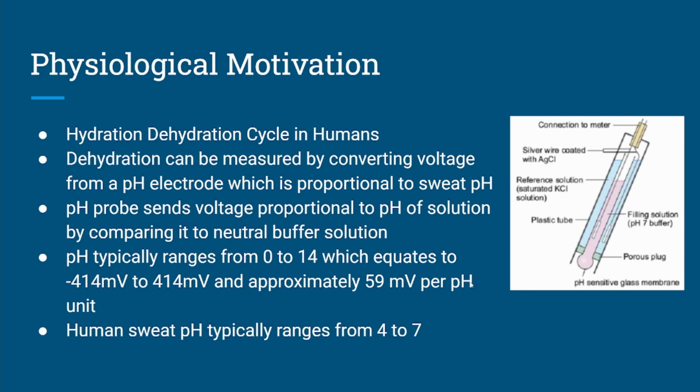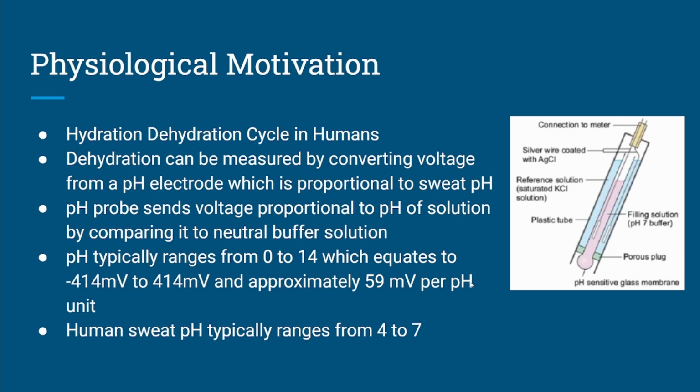Human sweat leans more on the acidic side and ranges anywhere from a pH of 4 when hydrated to 7 when dehydrated. A typical digital pH probe works by comparing the pH of the sample solution to a neutral buffer solution of pH 7 and sends a voltage signal proportional to the pH of the solution, which can then be processed and examined. The pH measured by the probe ranges from 0 to 14 pH units, which equates to an output of negative 414 to 414 millivolts and an approximate 59 millivolts per pH unit.